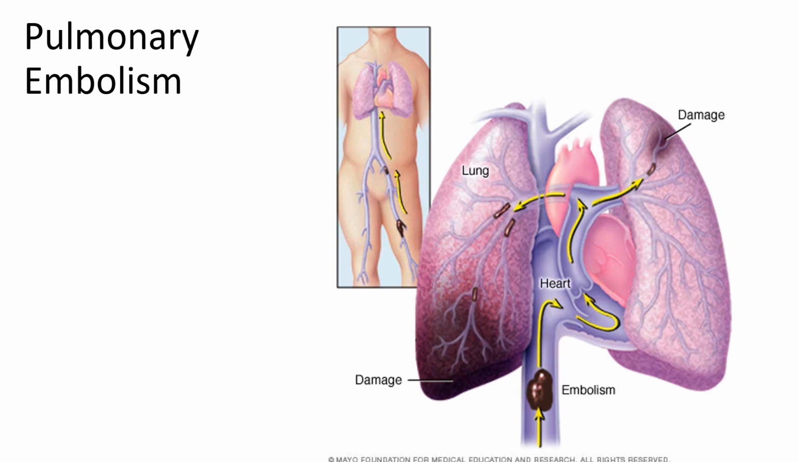Why does it happen? Well, as I said before, the most common cause of a pulmonary embolism is a blood clot that usually travels from the legs up to the lungs. Why does a blood clot happen in the legs? Well, the blood clot in the legs is referred to as a deep venous thrombosis. And there are a couple of conditions that can cause that. One of which is prolonged immobility.